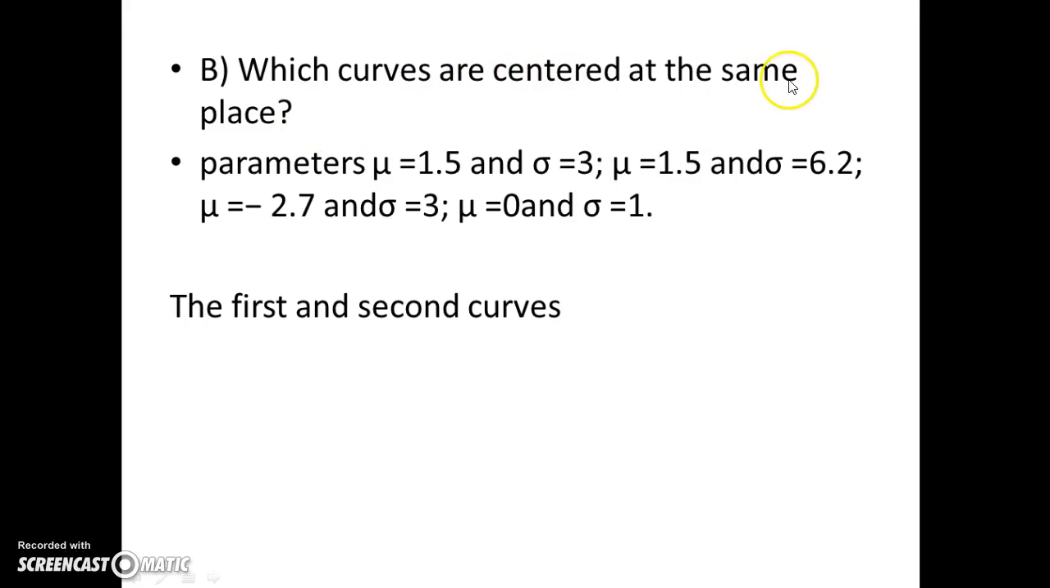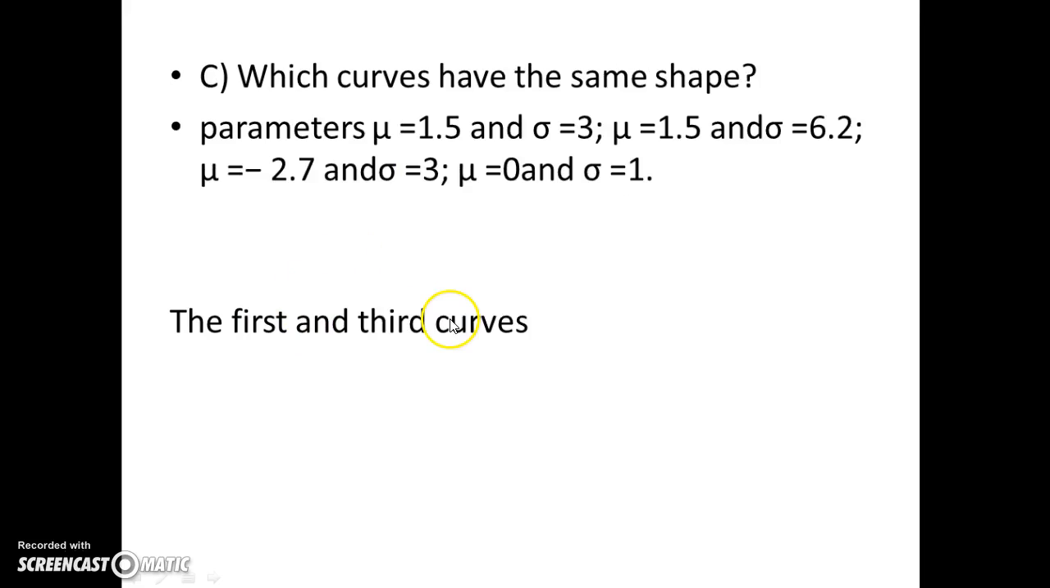Which curves are centered at the same place? To find that, you basically look at the mu values, the mean values, and the first one is 1.5, and the second one is again the same, because they have the same mu values, they are centered at the same place, first and second. Which curves have the same shape? To find the same shape, you basically look at the standard deviation. If they have the same standard deviations, then they should have the same shape. The first curve has standard deviation 3, and also the third curve has standard deviation 3, so they should have the same shape.